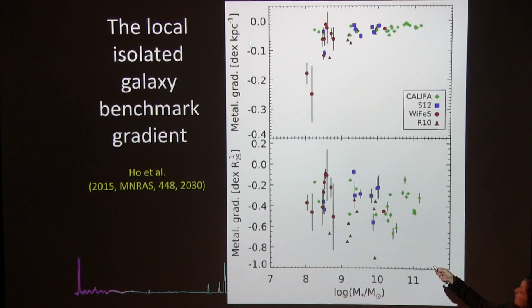And if you plot metallicity as a function of kiloparsec, you actually see a change in the gradient, but that's not real. This is because galaxies have different sizes. And if you normalize by the 25th isophotal radius, you actually find that all galaxies across 4 orders of magnitude in stellar mass have roughly the same metallicity gradient. This is really interesting. This is telling us that they have very similar formation scenarios.